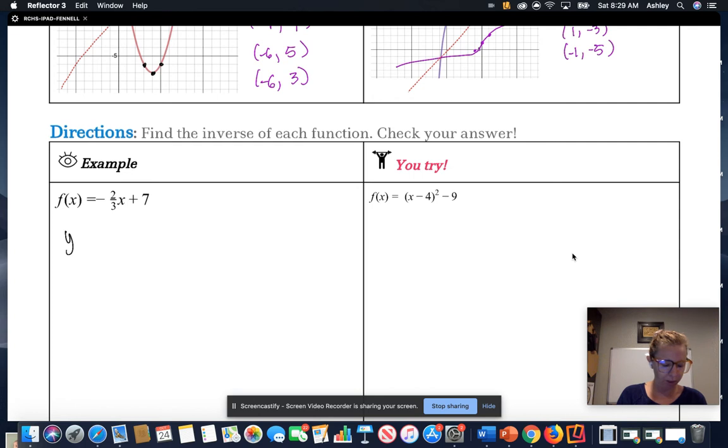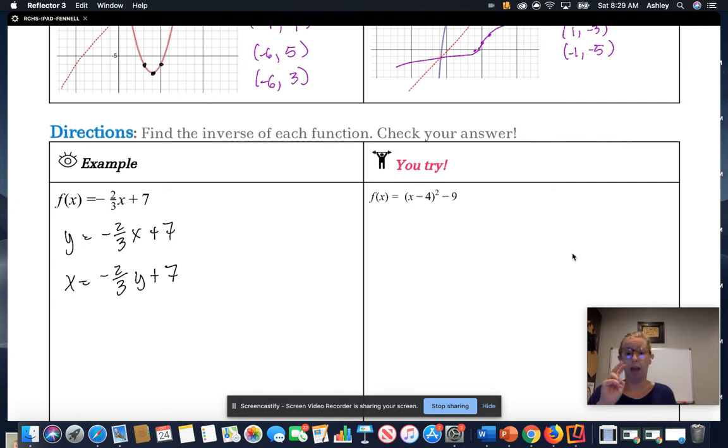So again, we're going to start just by calling this y equals -2/3 x plus 7. Then we're going to swap our x and y terms. We're literally just replacing x with y and vice versa. So now we have x equals -2/3 y plus 7. Again, an inverse is just swapping of the inputs and outputs. So that's what we just did. Technically, we now have an inverse, but it's not in inverse notation. So we need to reorder these things.